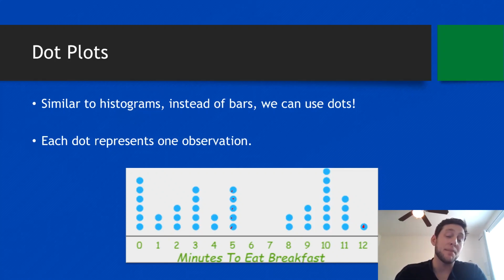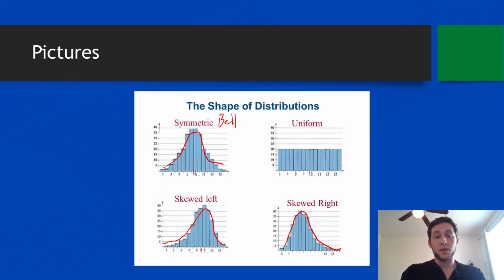Obviously, the nice thing about bar graphs, histograms, and dot plots is that you'll naturally see different distributions arise from them. Notice these are all histograms right here. So you can see a bell-shaped, a skewed left and skewed right arising.